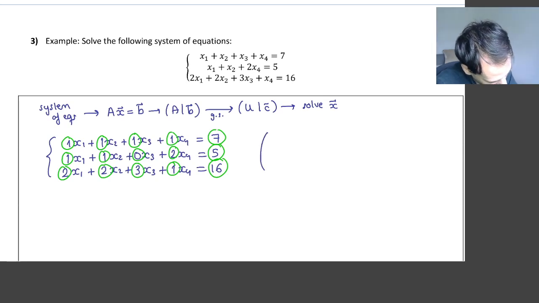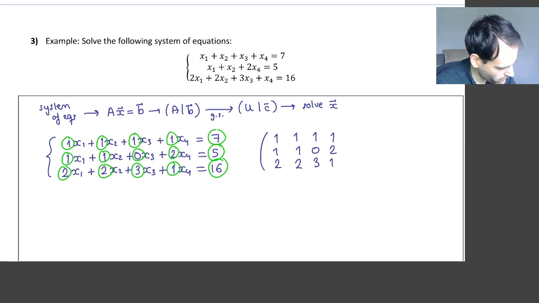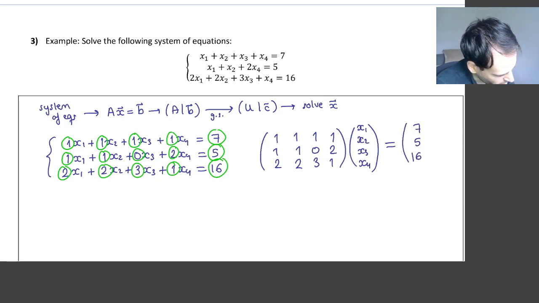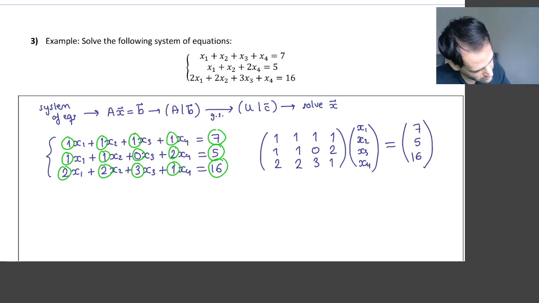So this will be a matrix given by 1, 1, 1, 1, 1, 1, 0, 2, 2, 2, 3, 1. This will be matrix A. This is multiplying a vector which is x1, x2, x3, x4, which are our variables, and this is equal to the independent coefficients, which are 7, 5, 16. So now the system is written as A times x equals b. Okay? So we are here.